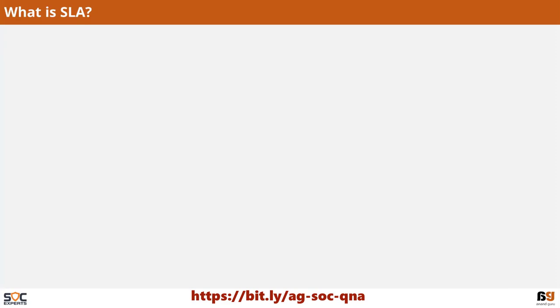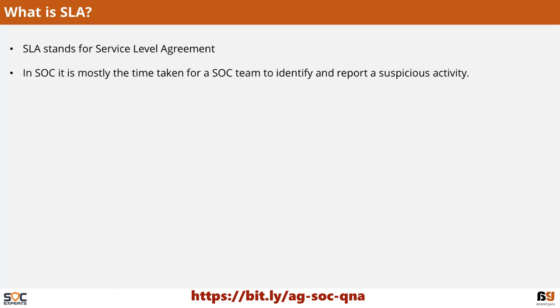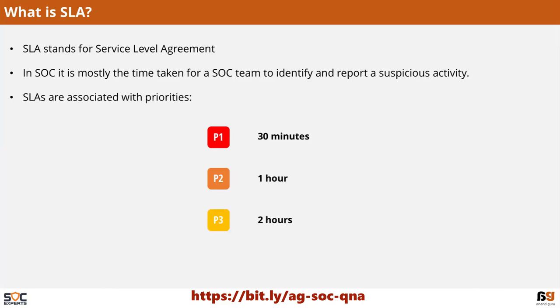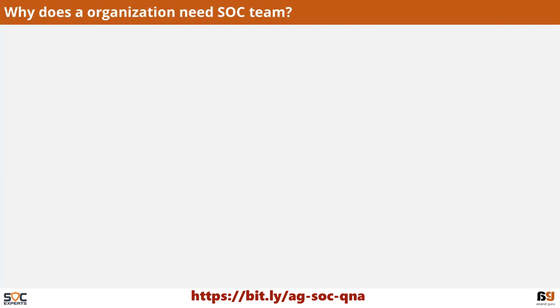What is SLA? SLA stands for Service Level Agreement. In SOC, it is mostly the time taken for a SOC team to identify and report a suspicious activity. SLAs are associated with priorities, and most companies follow these SLAs. For a P1 incident, it is 30 minutes, P2 1 hour, P3 2 hours, and P4 up to 4 hours.